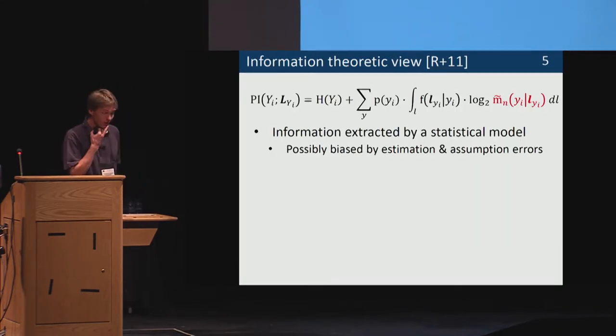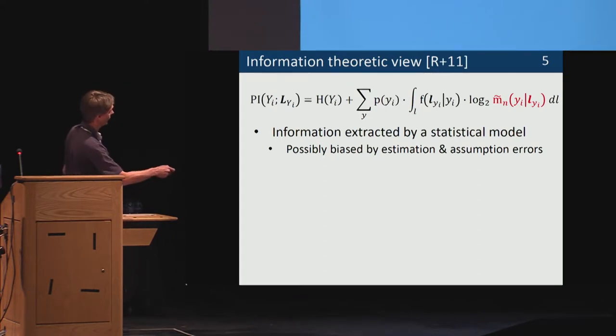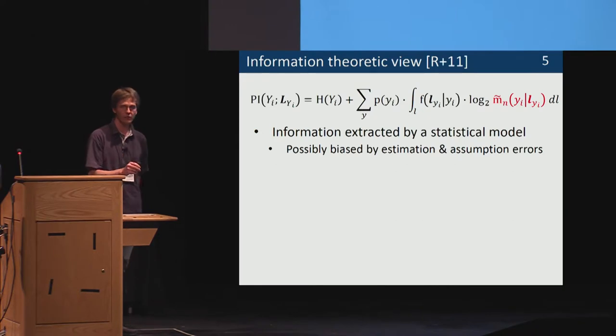So there's an information theoretic view for this problem, and for this I need to introduce this idea of perceived information that comes from a couple of years ago. And if you look at the equation, it's very similar to the mutual information. The main difference is that right of the logarithm, we replace the true probabilities that we don't know by the probabilities assigned by the statistical model that has been estimated.